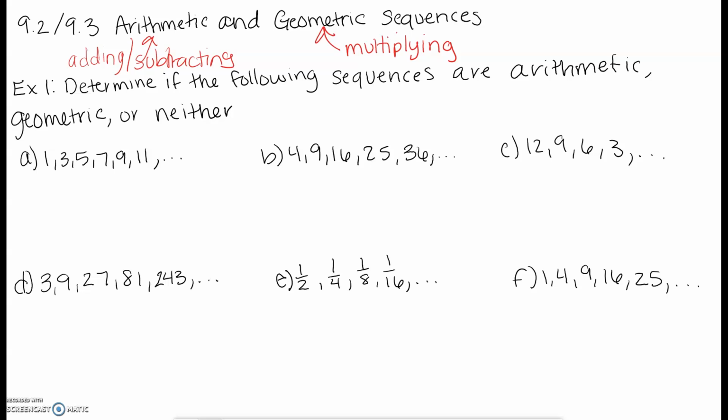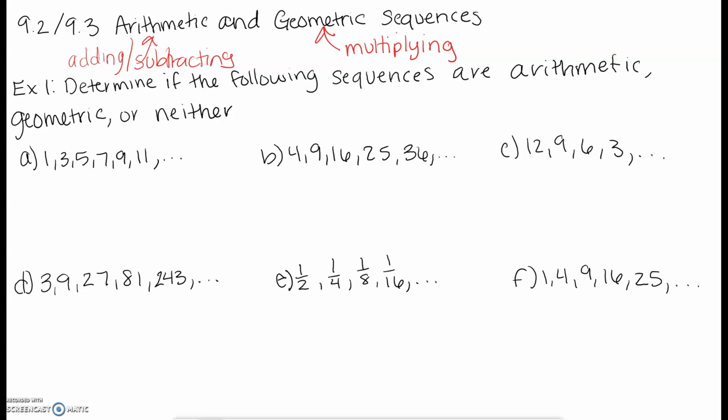So now we are going to look at all of these sequences and determine if they're arithmetic, geometric, or neither. So go ahead, and I would recommend pausing the video and looking at these sequences and determining, are they adding or subtracting? If so, they're arithmetic. Are they multiplying? Geometric. And remember, multiplying can also be multiplying by a fraction where it's getting smaller, so it kind of looks like dividing. And then if it's neither of these, then neither. So go ahead and pause it and give it a try.